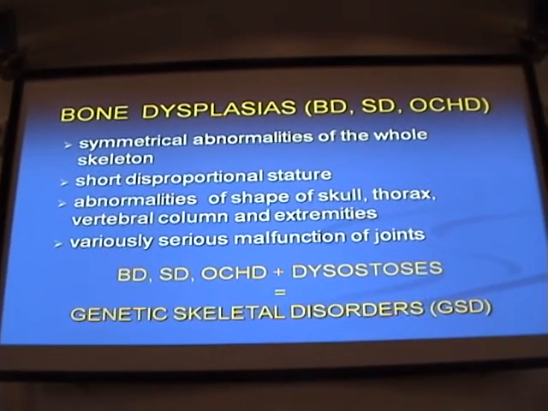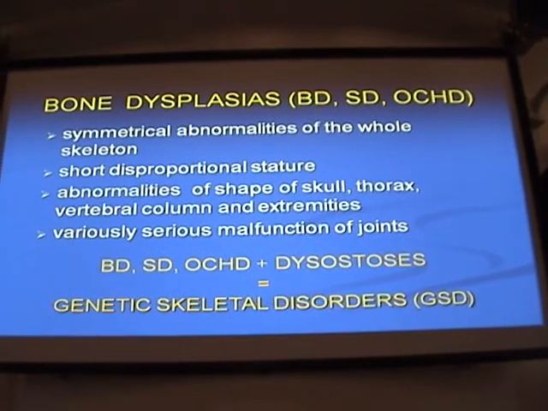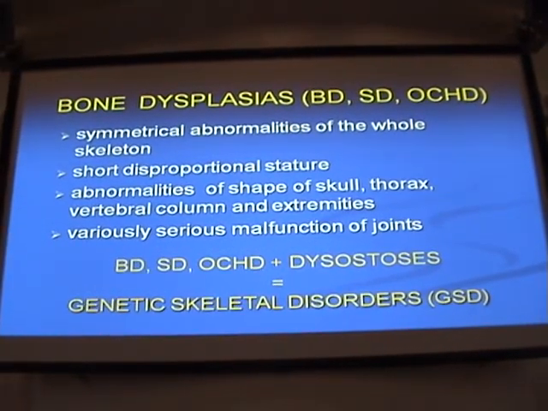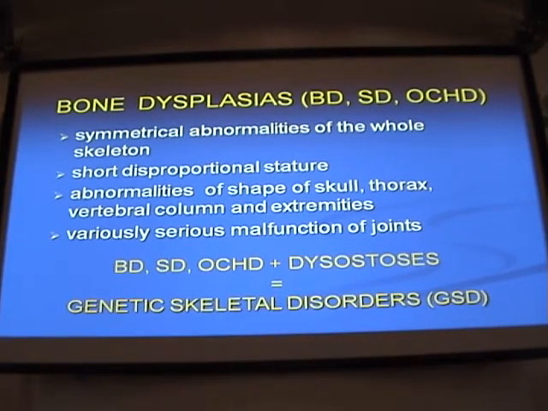Bone dysplasias are symmetrical abnormalities of the whole skeleton. Typically, short disproportional stature, abnormalities of shape of skull, thorax, vertebral column, and extremities. There are variously serious malfunctions of joints, especially in adulthood. The bone dysplasias or skeletal dysplasias, osteochondral dysplasias plus dysostoses, are at present included in the big group called genetic skeletal disorders.